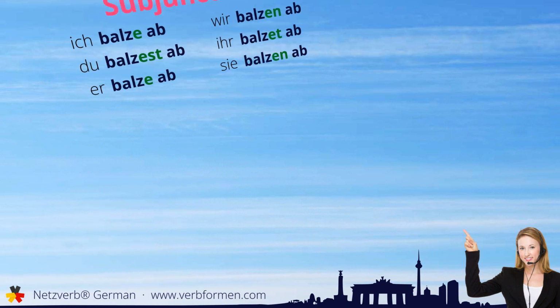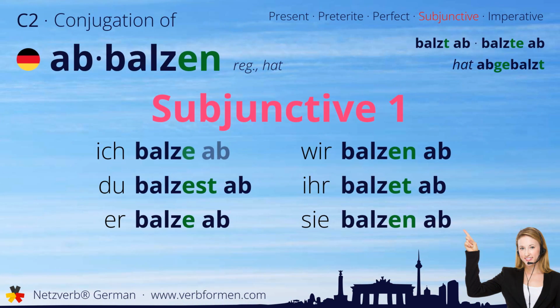Next up is the subjunctive one. Ich balze ab. Du balzest ab. Er balze ab. Wir balzen ab. Ihr balzet ab. Sie balzen ab.